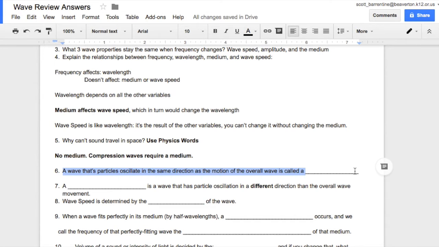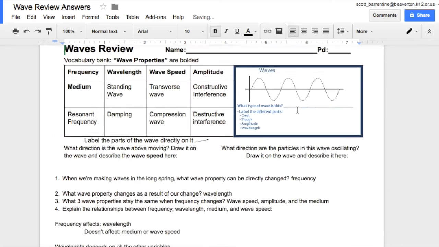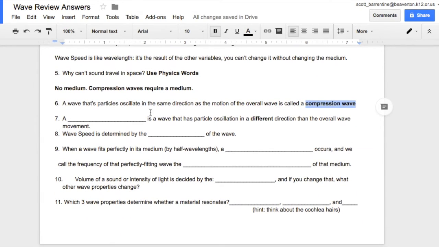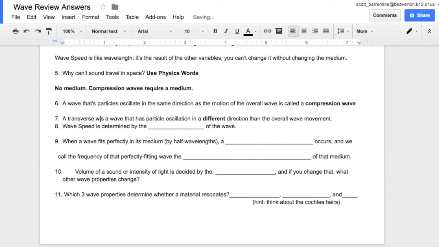So a wave whose particles oscillate in the same direction as the motion of the overall wave is called a compression wave. Then the opposite, our other kind, which you could also have written right here, is these waves where the particle oscillation is in a different direction than the overall wave movement. So this would be a transverse wave.